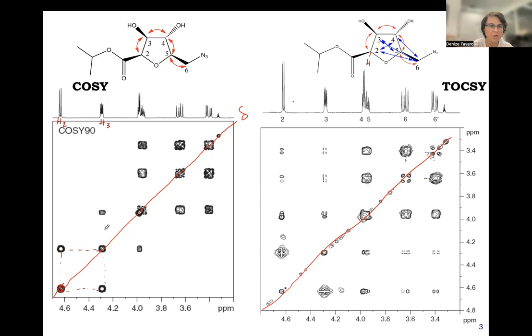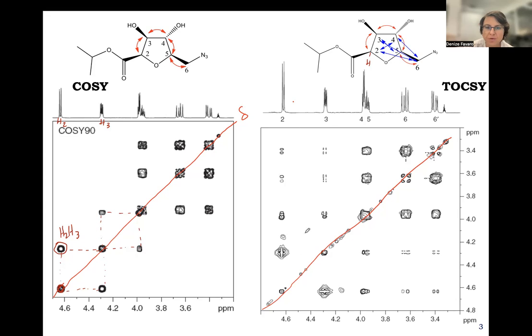information. If I follow either the vertical or the horizontal, I see, for example, a correlation between H2 and H3, which means that H2 and H3 are directly coupled to each other. On H3, if I follow here, I also see a correlation with H4, right? Which means that H3 is also coupled to H4.